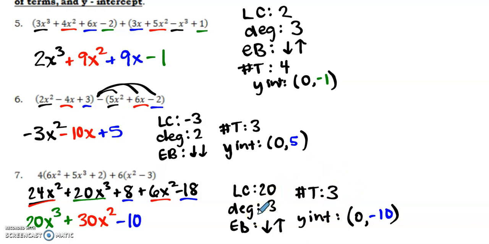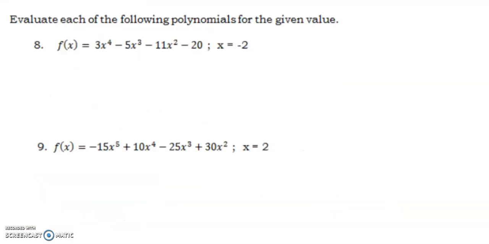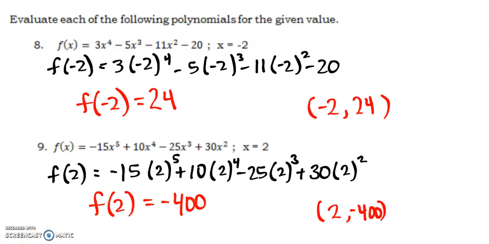Okay, hopefully that looks familiar to you. We've done a lot of practice now with finding each one of these things in a polynomial expression. Next two are just like the first ones that we did together, so I'm going to have you pause and try these ones. Be really careful with your order of operations. Find me f of negative 2 for the first one, and find me f of 2 for the second one. All right, hopefully you used that calculator very carefully with your order of operations. We get negative 2 comma 24 and 2 comma negative 400.